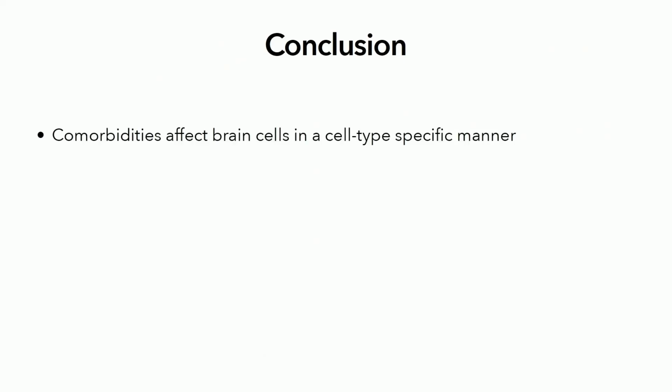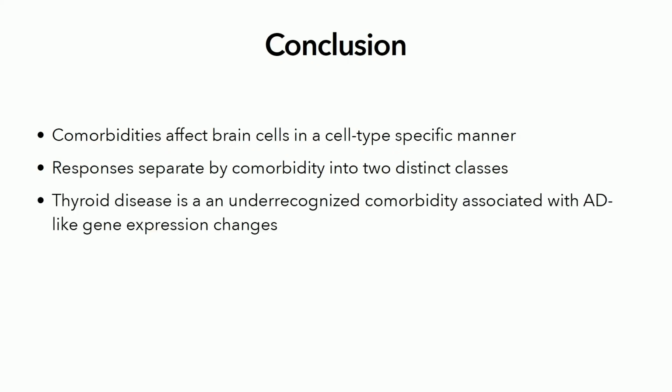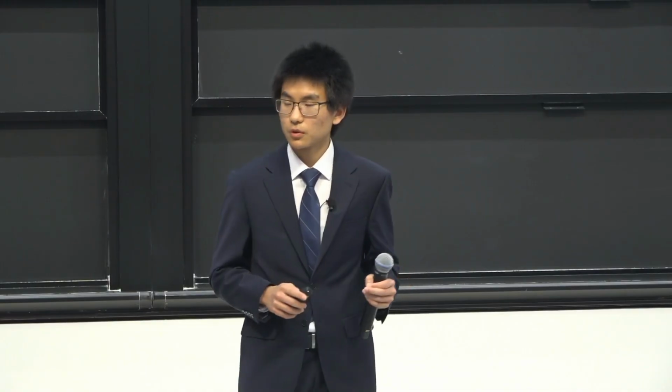So to summarize, we found that comorbidities affect brain cells in a cell type specific manner, that responses separated by comorbidity into two distinct classes, and that thyroid disease is an under-recognized comorbidity associated with AD-like gene expression changes. Little is known about how thyroid disease contributes to neurodegeneration. So our finding about thyroid disease and its similarity to AD was interesting and novel.